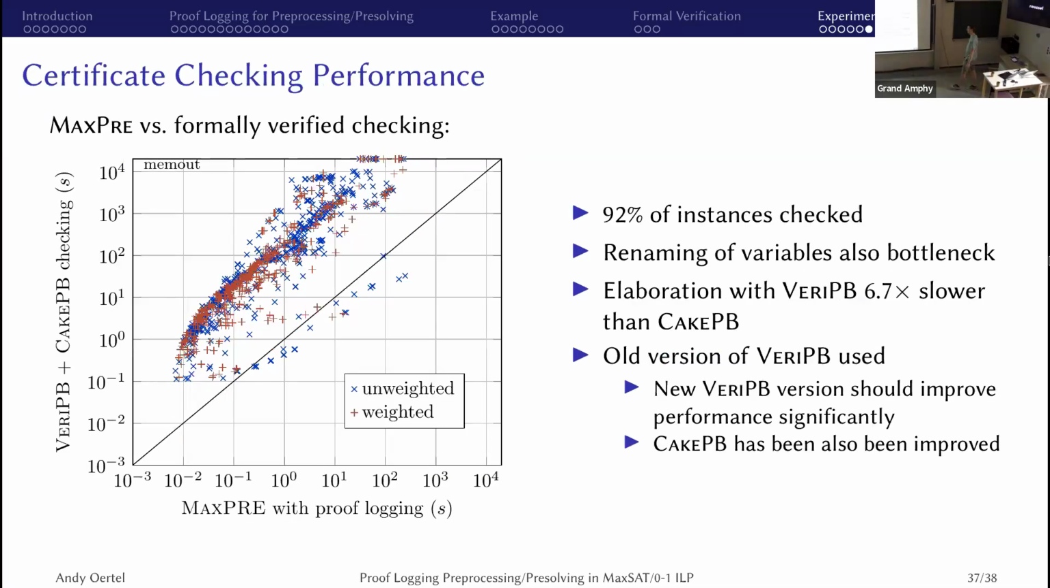And then for checking, we have huge slowdowns. This is the pipeline of VeriPB plus CakePB, so elaborating plus checking with the formally verified checker. We have slowdowns of around 100 times, and most of the time is actually spent in VeriPB. So VeriPB is really the bottleneck here for checking the proofs. We hope that with the new version of VeriPB, these performance numbers should improve and we should get closer to the CakePB performance. And also CakePB has improved since we did these experiments.